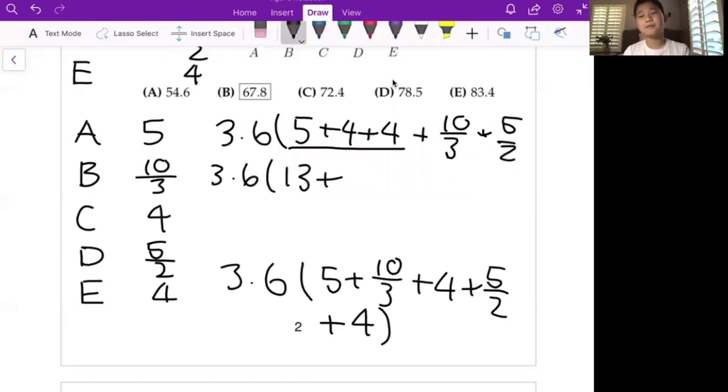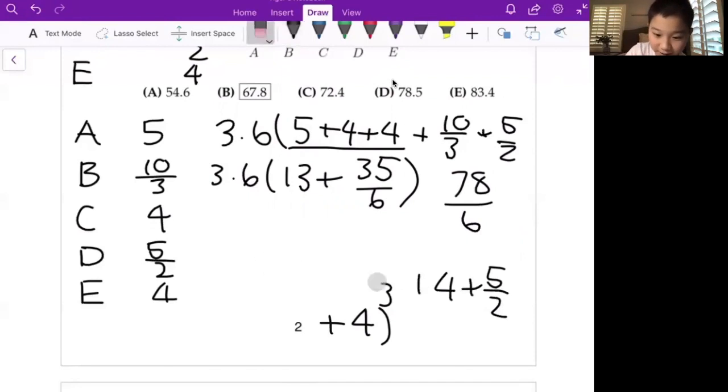And then 10 over 3 plus 5 over 2, let's add the fractions up by using the common denominator. 10 over 3 is 20 over 6. 5 over 2 is 15 over 6. So that's equal to 35 over 6. So we get this sum. Let's write 13 as 78/6.